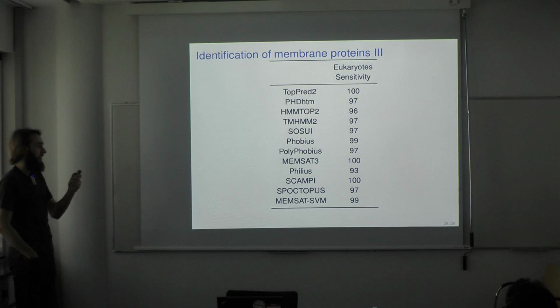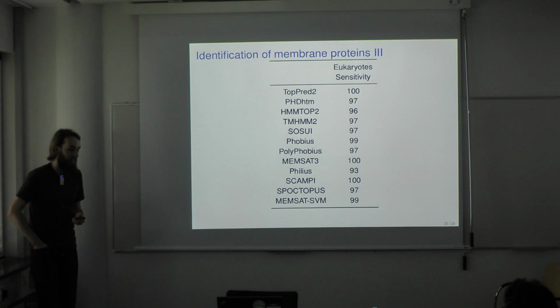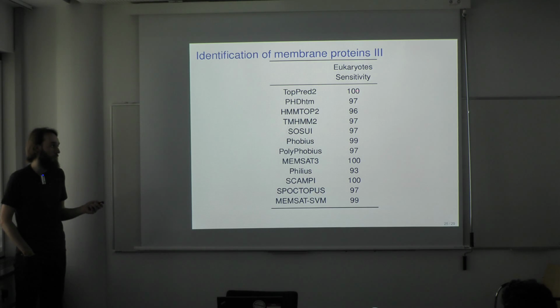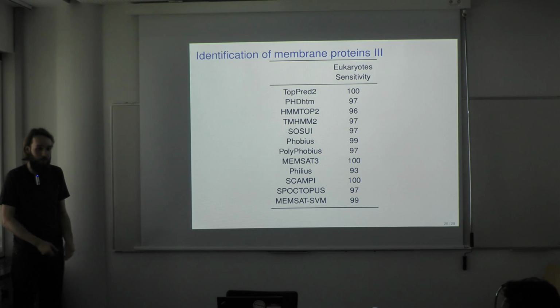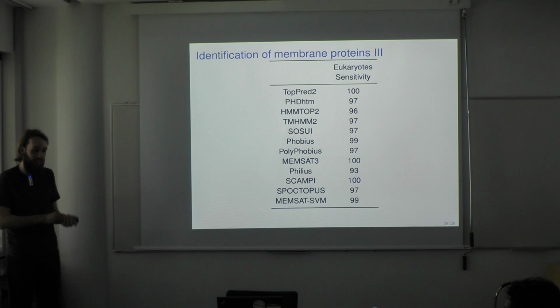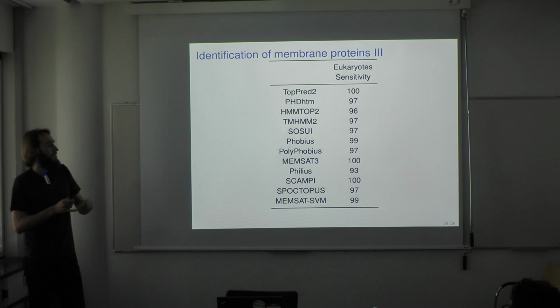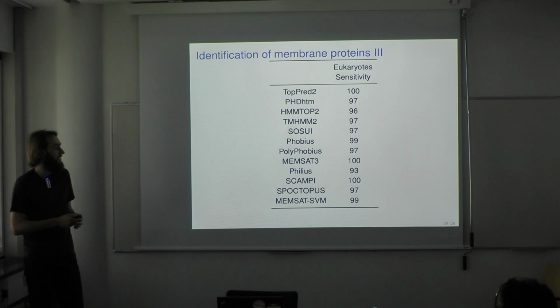Okay, and finally, looking at the other side of the coin, you have transmembrane proteins. Do you even see this as a transmembrane protein? Now, TopRed2 gets 100%, but of course you have to see this in conjunction with what we saw before. TopRed predicts almost everything as a transmembrane protein, so of course it gets 100%. But this doesn't mean this is the method you should be using. Generally, all methods are pretty good at this. Again, hydrophobicity is a very strong signal. It's not too hard to recognize.